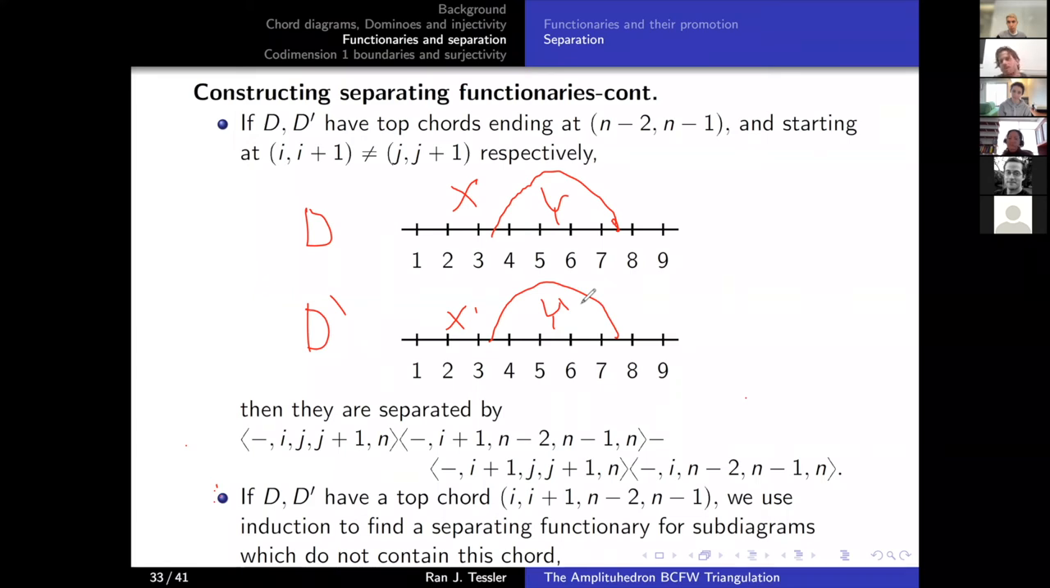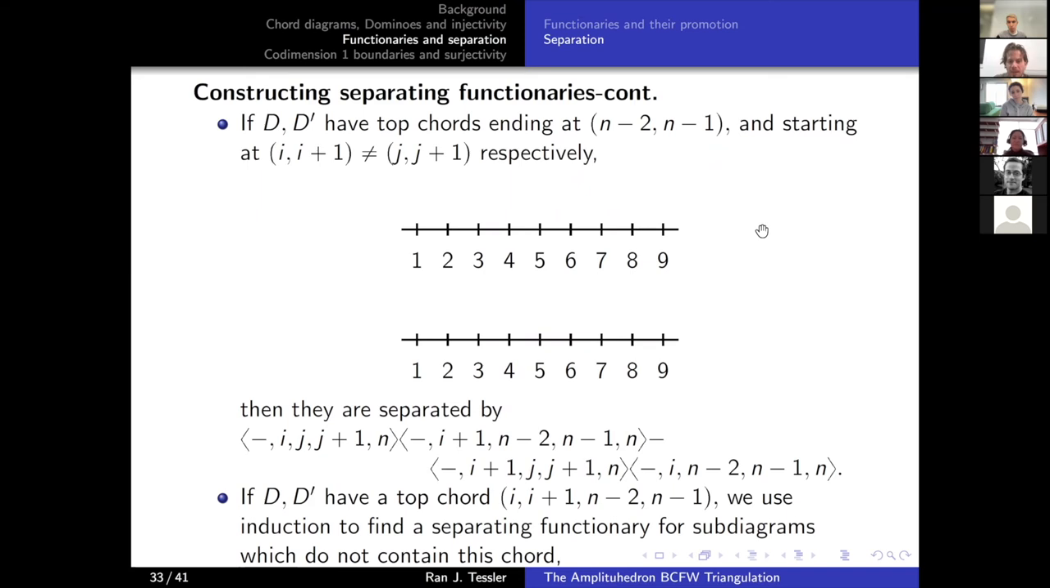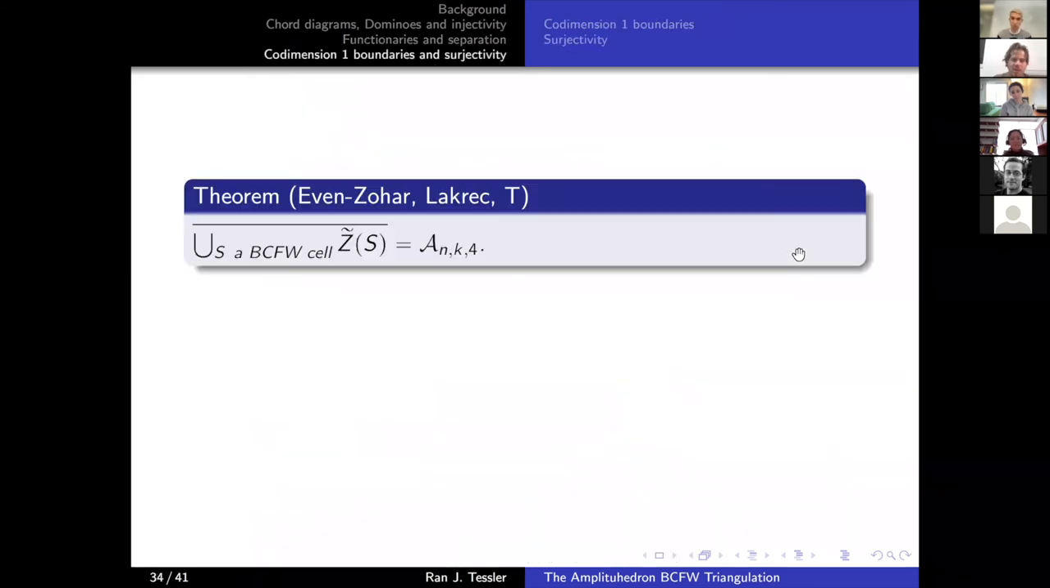So in general, you see that the degree of the functionary depends on the nesting structure. I should say that, by the way, usually the separating functionary is not unique, unless of course the two cells are in cells. Okay, so this shows us the separation between cells. We are now left only with showing surjectivity, meaning that the closure of the BCFW cells together covers the amplituhedron.